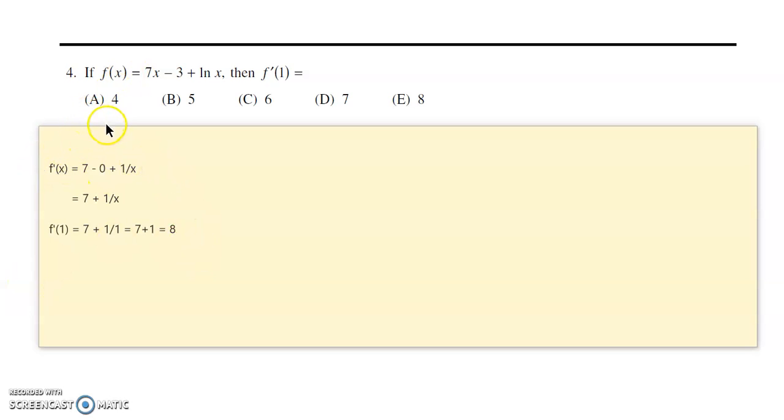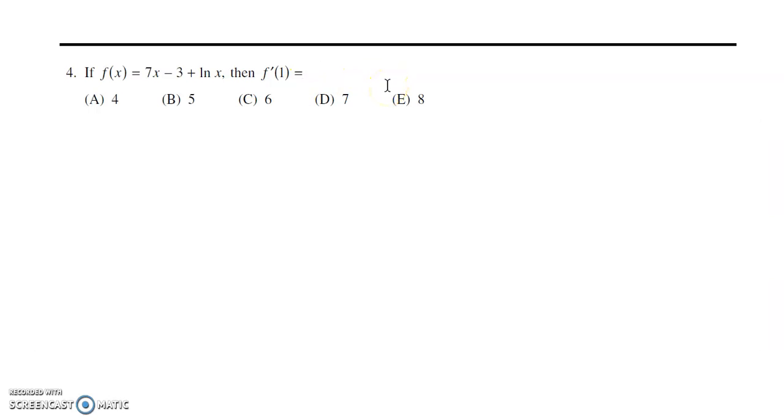f prime is the derivative of each of these terms. The derivative of this thing is 7. The derivative of minus 3 is nothing because it's a constant. And the derivative of ln x is 1 over x, which gives me 7 plus 1 over x. Then I want to find f prime of 1, so I get 7 plus 1 over 1. Well, that's the same as 7 plus 1, which gives me 8. So the answer is E, 8.